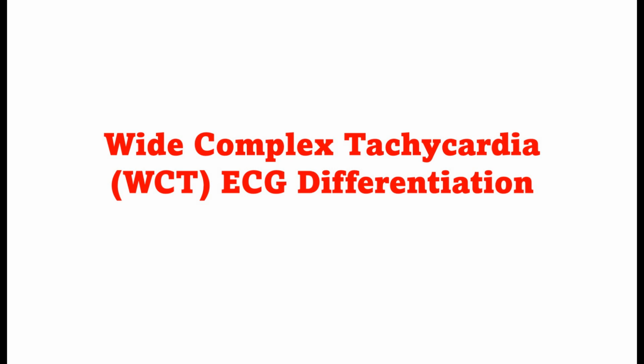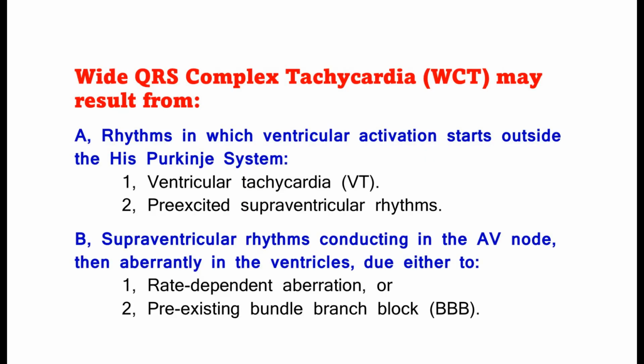Wide complex tachycardia, WCT, ECG differentiation. Wide QRS complex tachycardia, WCT, may result from a. Rhythms in which ventricular activation starts outside the His-Purkinje system: 1. Ventricular tachycardia, VT. 2.